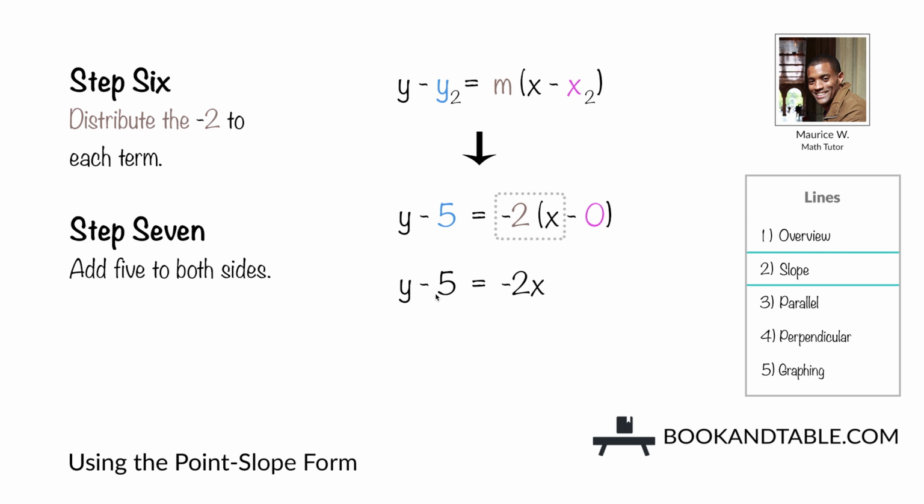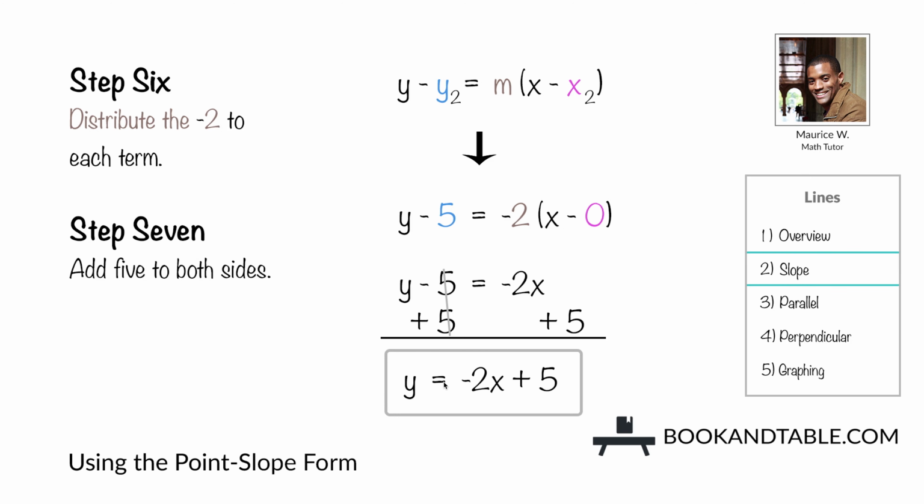And now step 7, we add 5 to both sides. So we get y is equal to negative 2x plus 5, which is the same equation that we got when we used the first point. So again, in this case, to use the point slope form, use the 2 points given to calculate the slope, m, and then use either the first point or the second point in the point slope form with the slope that you find to get the equation of the line.